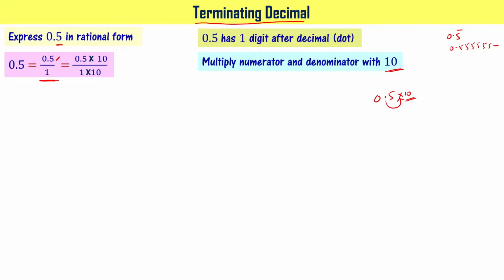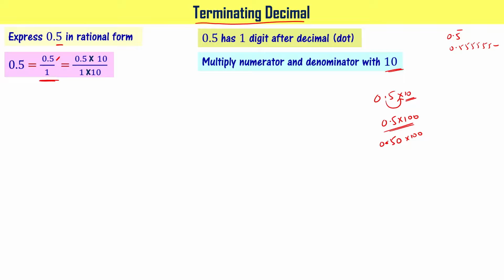We are multiplying with 10, so the dot is going to move by one digit. For example, if you have 0.5 into 100, this can be written as 0.50 into 100 also. We said that after the dot, additional zeros do not make any difference. 0.50 is equal to 0.5.